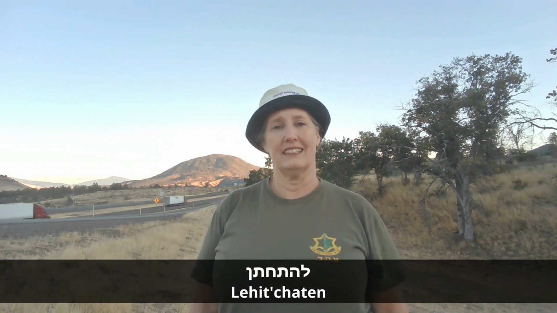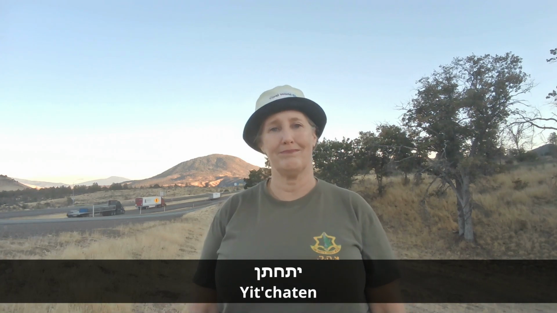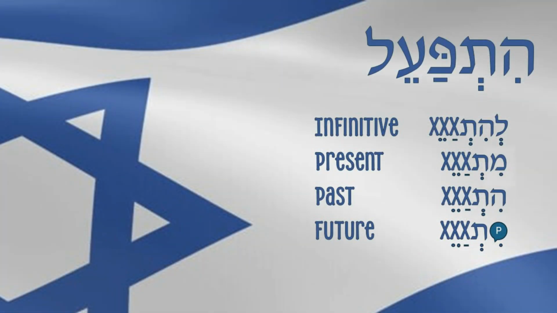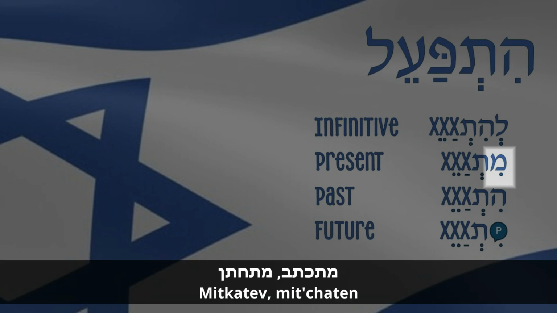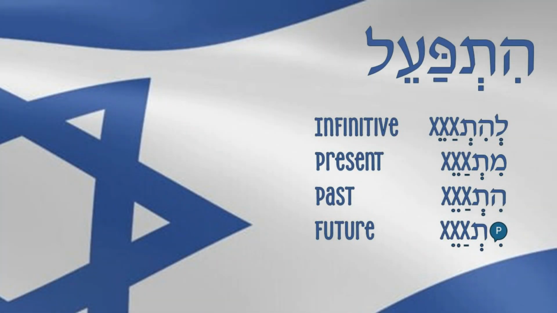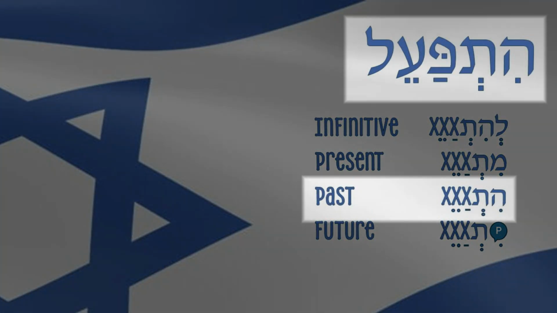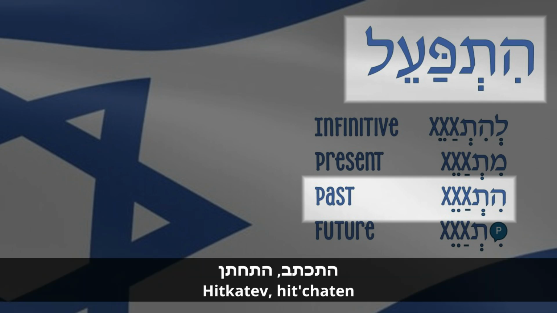To get married, lehitchaten, and in the future, yitchaten. The present tense has a mem at the beginning, but it still has that tav sound. So mitkatev or mitchaten. And then, as usual, the past is just like its name, hit'a'e, because it's hitpa'el. So hitkatev, hitchaten. And just like the others, the last vowel is an a in the other form. So if we got married, hitchatanu.